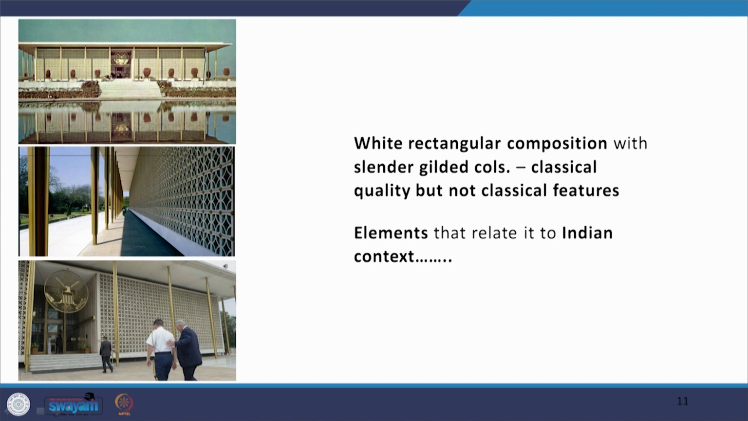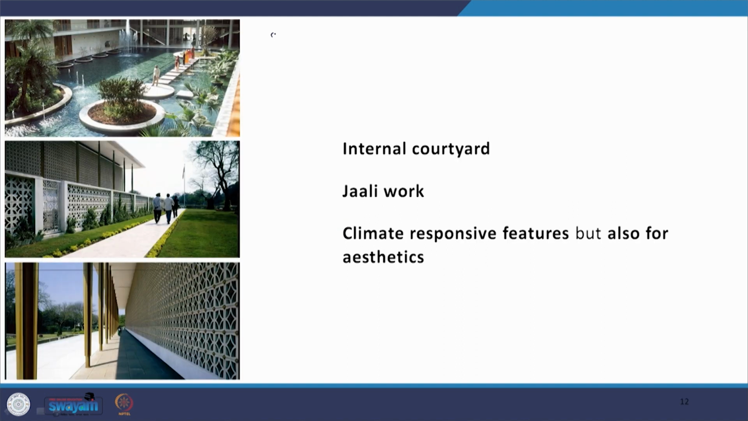The other thing was the elements that related to the Indian context. So what you have here is the internal courtyard, and the jali work. All of these elements are a part of the climatic response of the building: the jali work and the projected roof over the building to prevent direct sun impacting on the facade, and the internal courtyards with water and greenery to cool down the building on the inside.